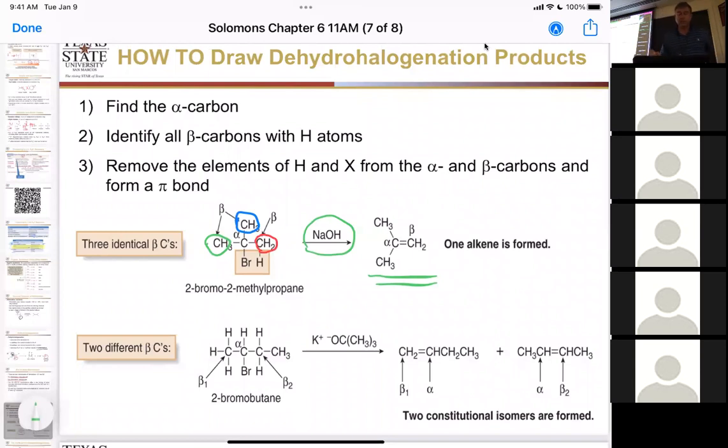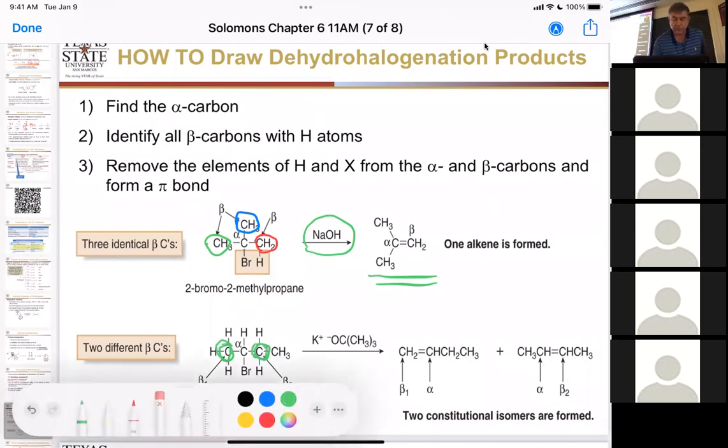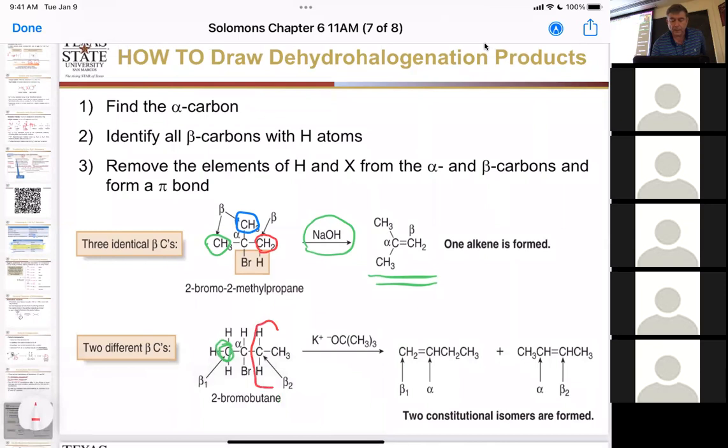Now, let's look at this one down here. We have two different beta carbons right here, but they're not exactly the same. This one has 3 hydrogens on it, and this one only has 2 hydrogens on it. I'm sorry, let me draw them differently. The one on the right only has 2 beta hydrogens. The one on the left has 3 beta hydrogens. So they're different, okay?